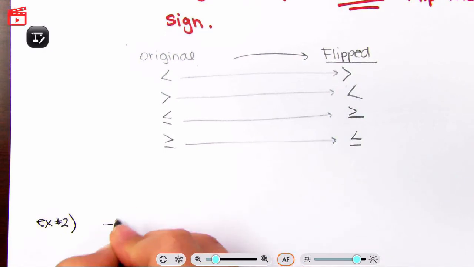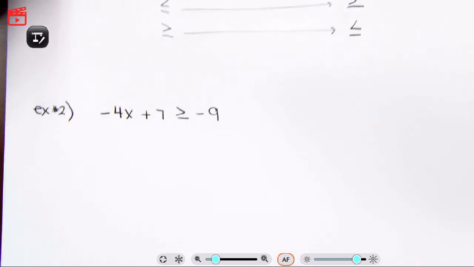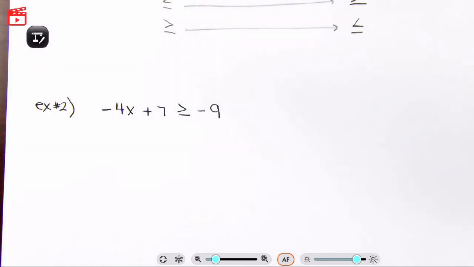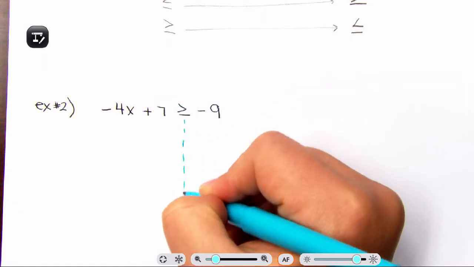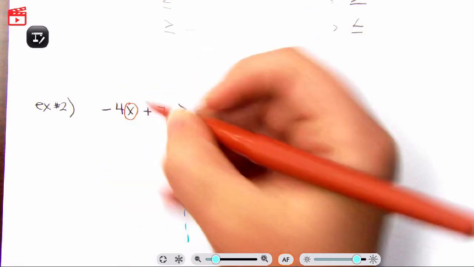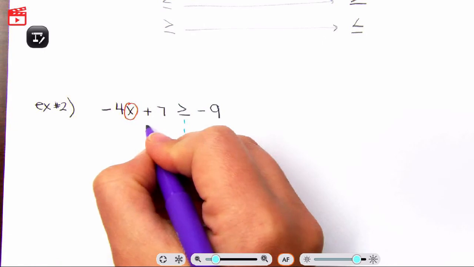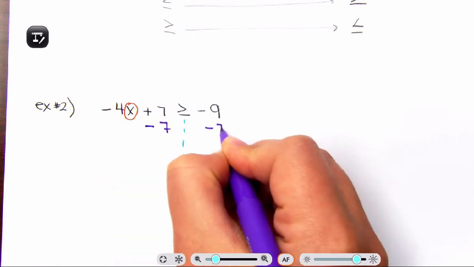And we have negative 4x plus 7 greater than or equal to negative 9. Again, we're treating this like an equation. So we're doing all the steps, except at the end, we're going to figure out the sign. So here's my dotted line. Our objective is to get x by itself. When solving an equation, we're doing the reverse PEMDAS, which means we're getting rid of pluses and minuses first. I see a plus 7. I'm going to get rid of that by saying minus 7 both sides.